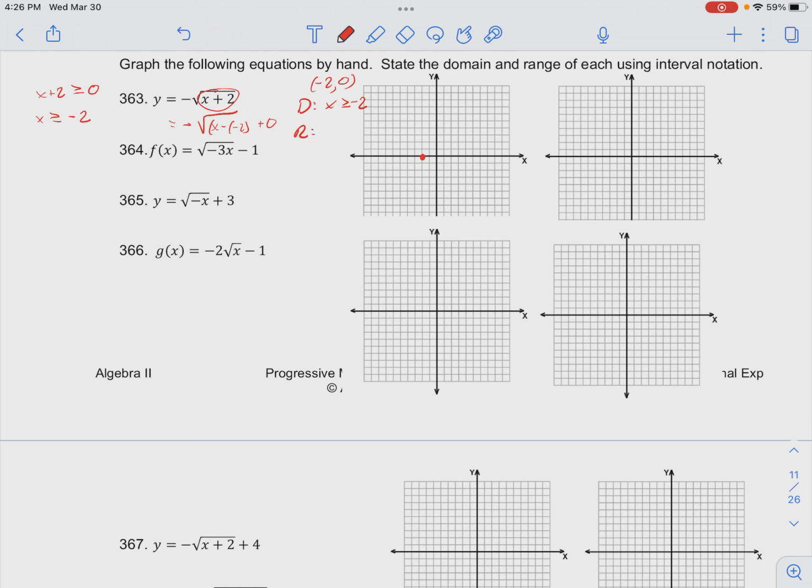And our range for that, since all of these numbers under the radical will be positive, such that it goes on towards positive infinity, then if we multiply that by a negative out in front here, then our range goes from 0 to negative infinity.